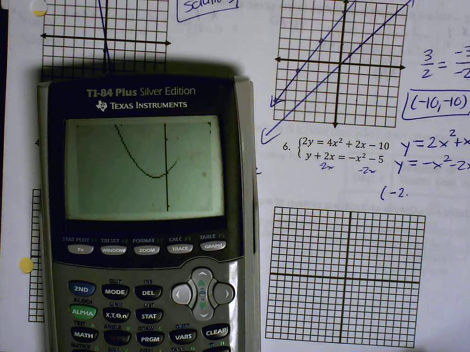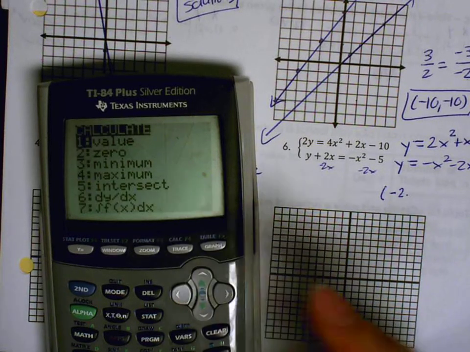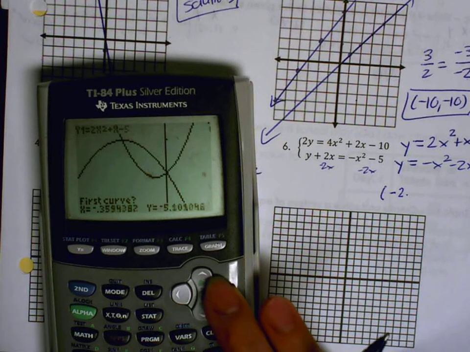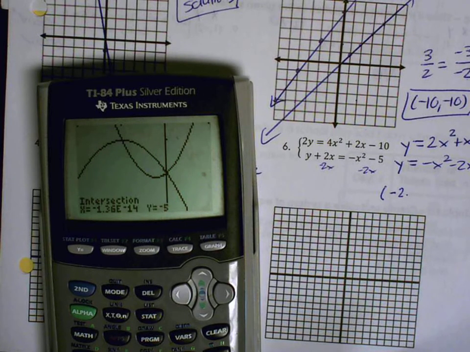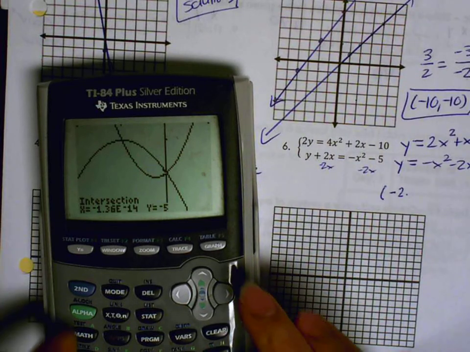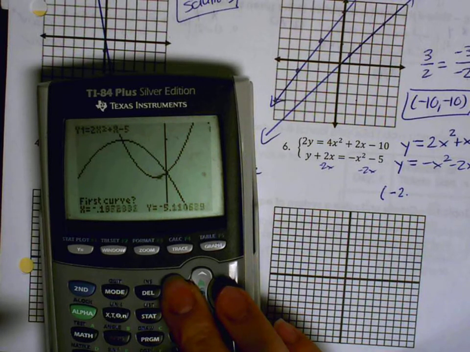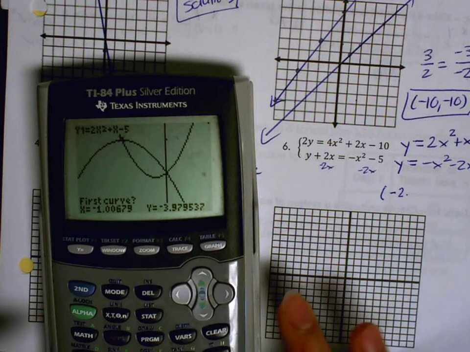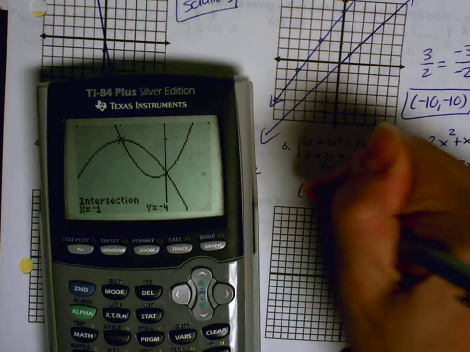Alright, so that's zoomed in on the area of intersection. Oh, no, it's definitely in 2 spots. Alright, so let's try again. Second calc number 5. Let's get close to the intersection. So first curve, second curve, guess. Let's try the second one. Second calc intersect. Let's go near this one. So first curve, second curve, guess. So here we go. This intersection tells me it's -1, -4.